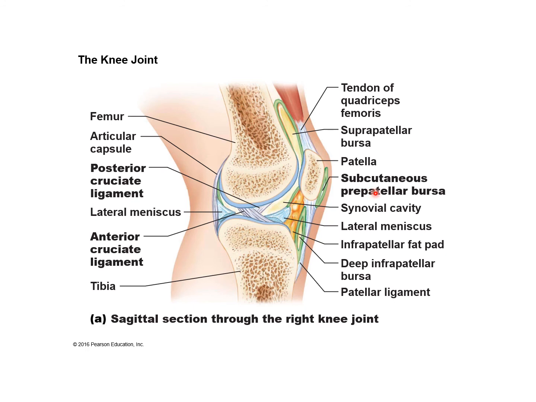This is called the subcutaneous pre-patellar bursa. Like it says, subcutaneous, so it's somewhat superficial. And this is going to be in front or anterior to the patella. Okay, so we do have this special bursa here, right over the anterior aspect of the knee joint, over that patella. You should know the name of that. It's called the subcutaneous pre-patellar bursa.